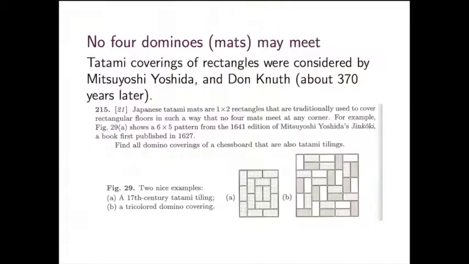We picked this problem up from an exercise in Don Knuth's The Art of Computer Programming. He got the problem from another mathematician, Mitsuyoshi Yoshida, who worked on this about 370 years ago. Yoshida published a 6x5 pattern in his publication, and this is a reprint of that which Don Knuth has put in here. Conveniently, he places that right beside a domino covering which does not satisfy the tatami restriction, and you can see lots of places where that's violated.